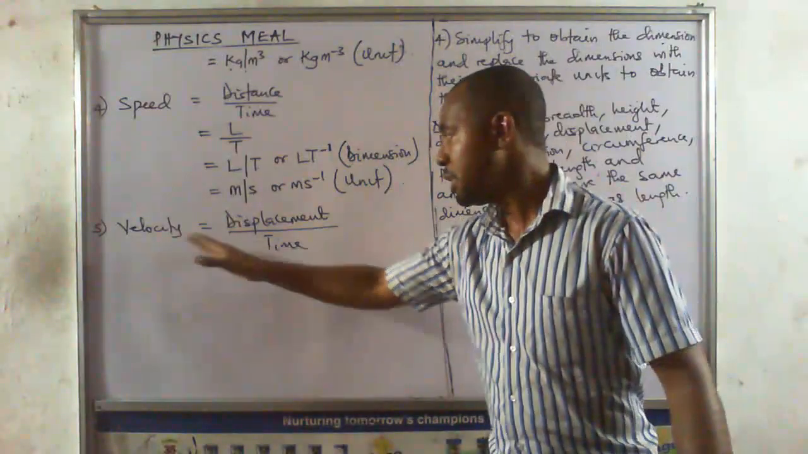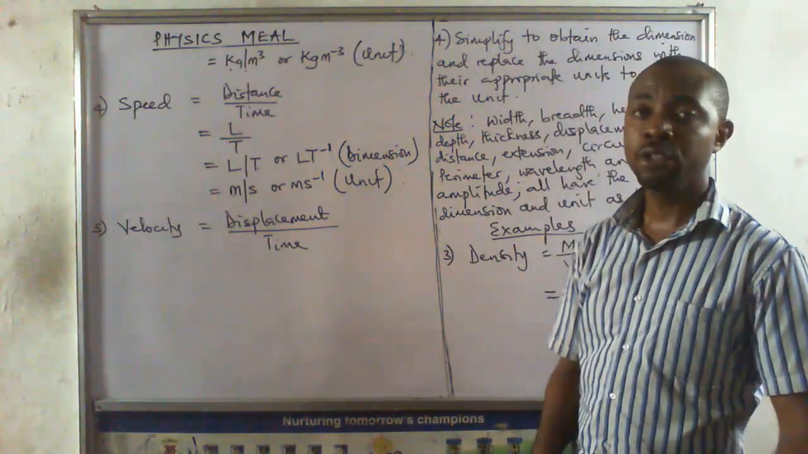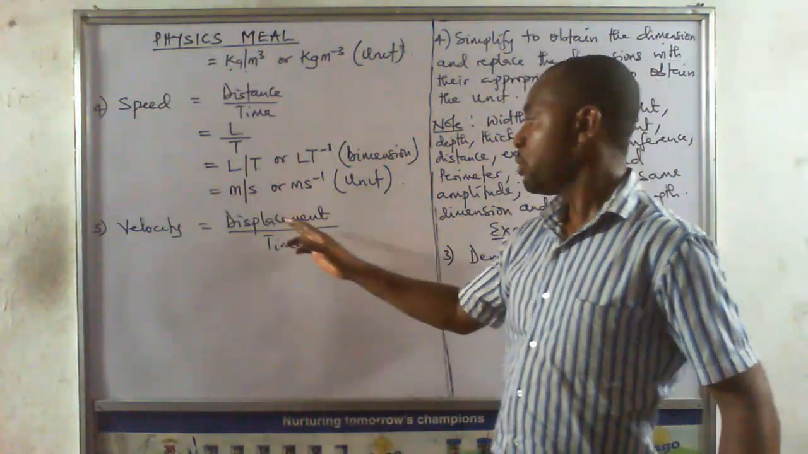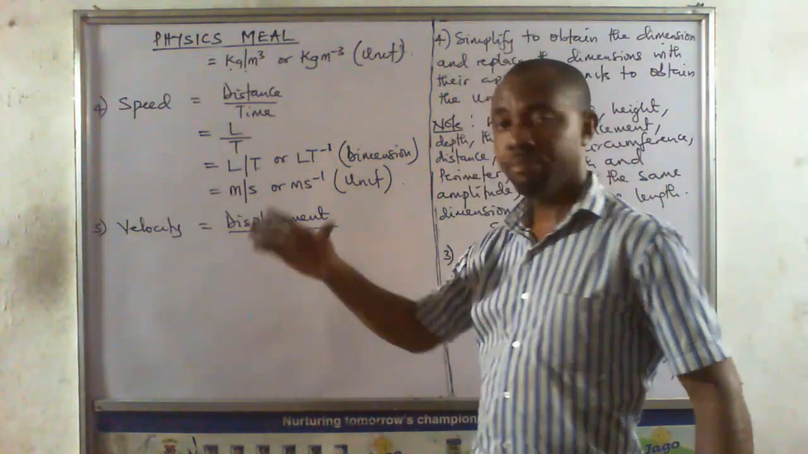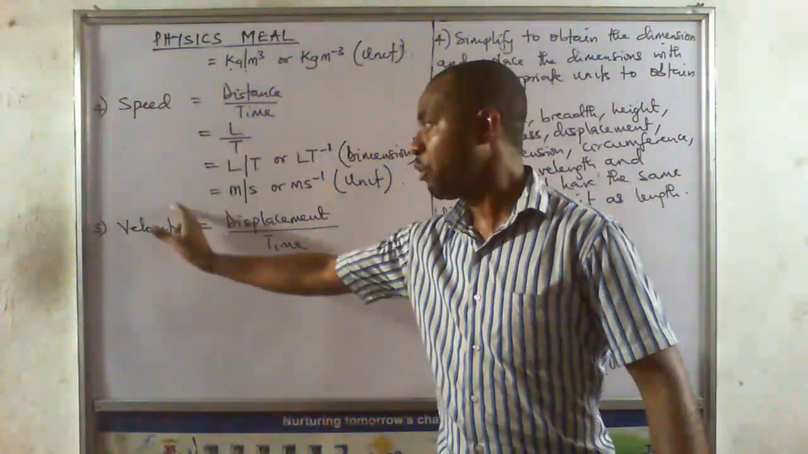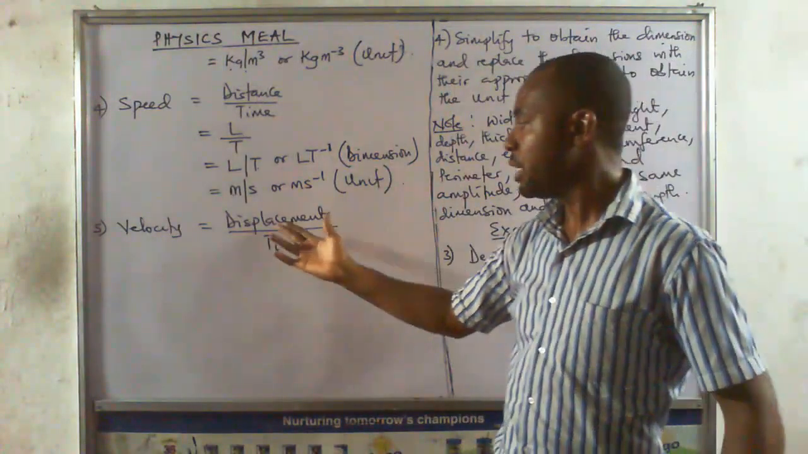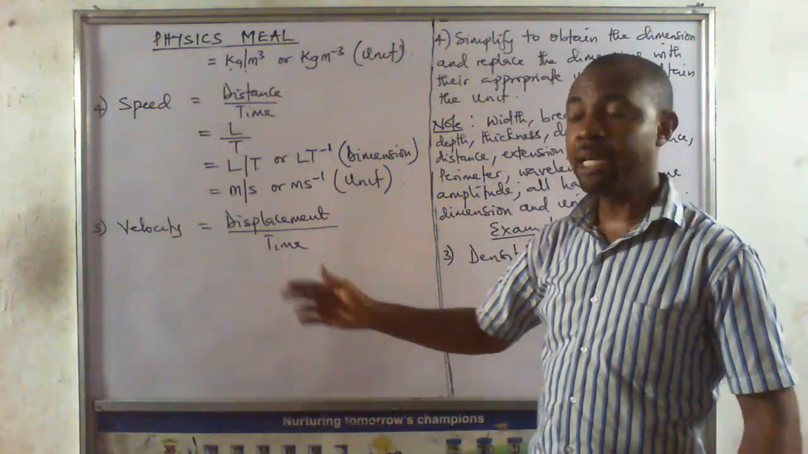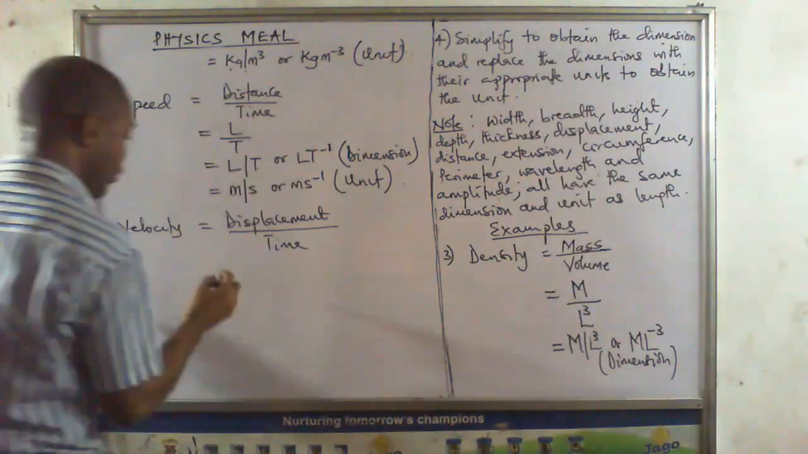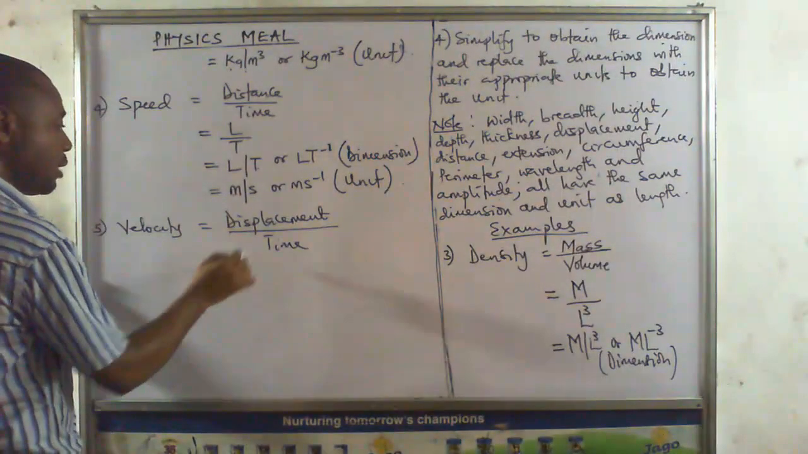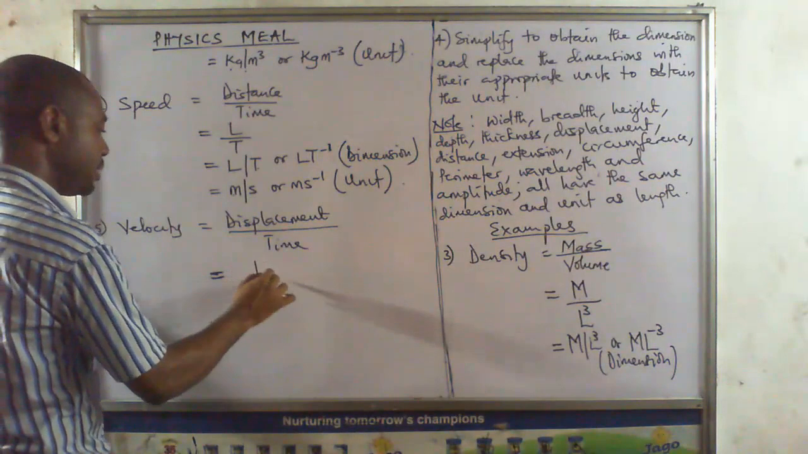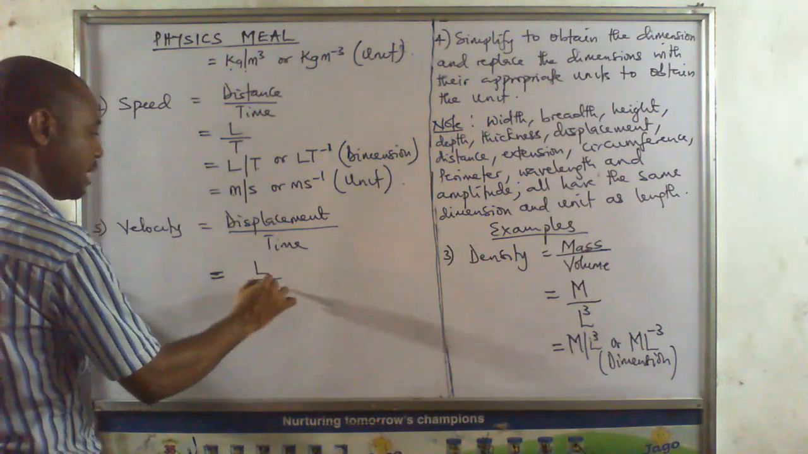Now velocity is displacement over what? Over time. Now we have written the formula. The subject of formula is the quantity of interest. Now we say, let's replace this by the dimension of the fundamental quantity. So the dimension of displacement is L. Dimension of time is T.